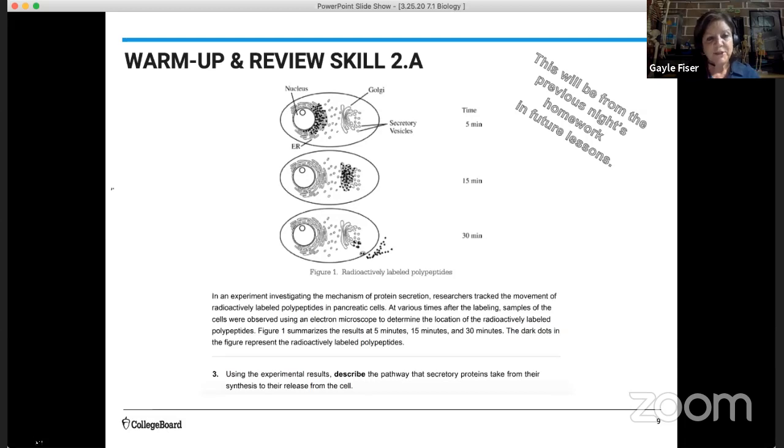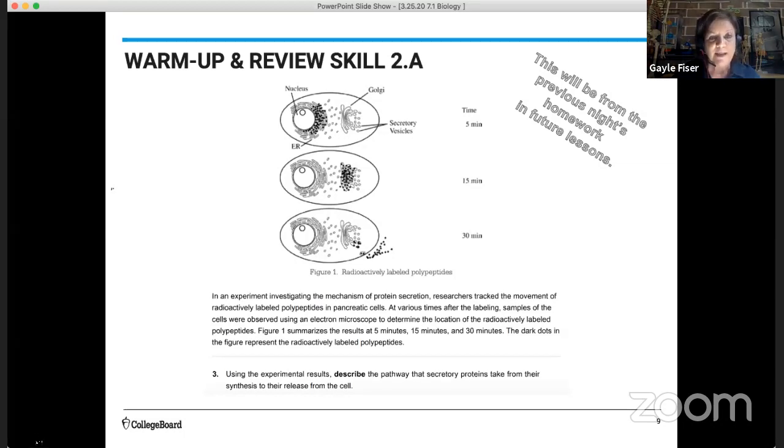And then I asked them to read the question so they'll know what they're going to be trying to answer. So the question is, using the experimental results, describe the pathway that secretory proteins take from their synthesis to their release from the cell. And then I asked them to read the passage if there's anything they think they still need after looking at the diagram.